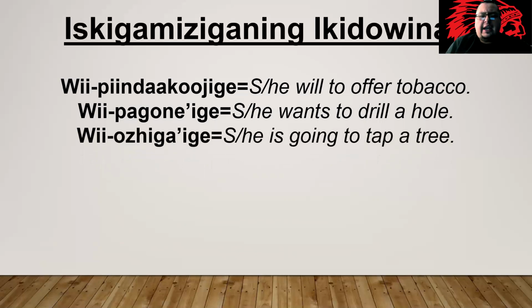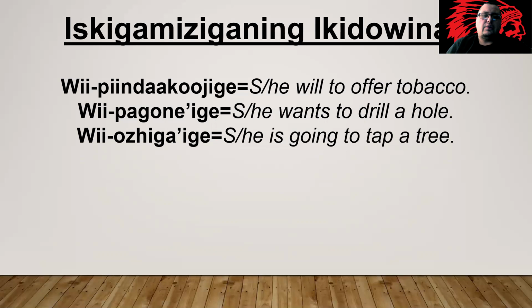We ojigaige. She or he is going to tap a tree. Remember, we, used as a tense marker, can mean will, want, will, or want to, or is going to. Okay, it can mean any one of those three things. So as you can see there, we pinda kujige, she will offer tobacco. We paganeige, she wants to drill a hole. Or we ojigaige, she is going to tap a tree.